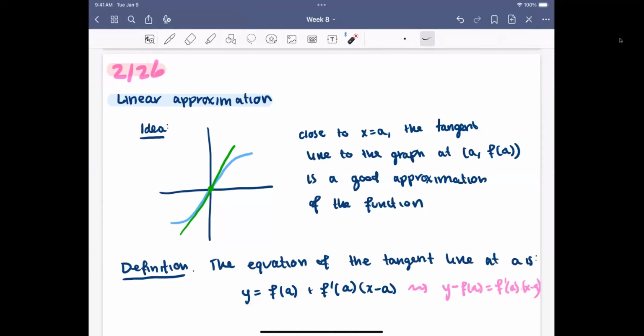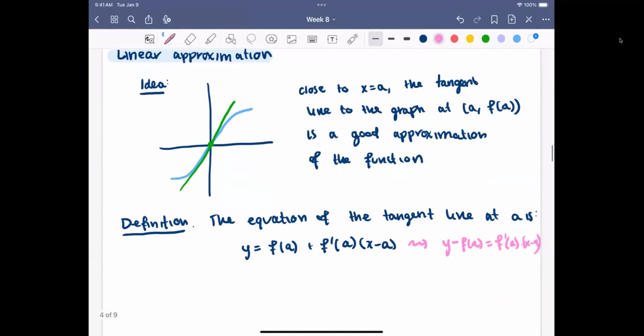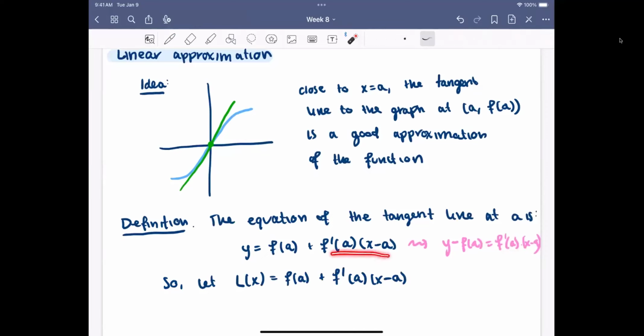Okay, so then I'm going to make a function out of this. I'm going to let L of x be equal to that same thing, f of a plus f prime of a times x minus a. So this is just the function that has this tangent line as its graph. And this is called the linearization of f at a.